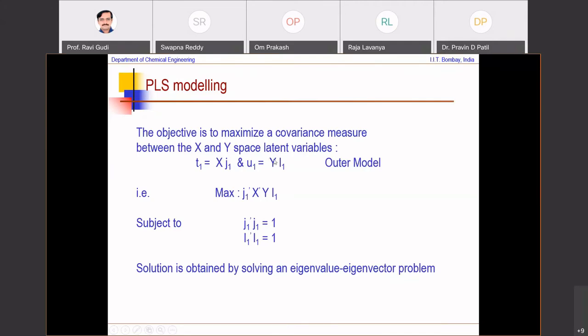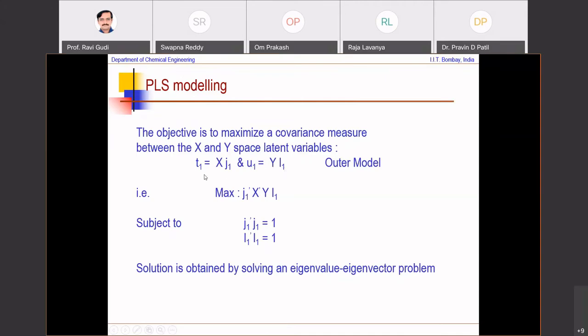Likewise, remember, Y contains more than one column, so I can do a linear combination of all the columns of Y also. The first of these linear combinations is Y times L1. Everybody is with me on this. Basically, this is the first linear combination of the columns of X, and this is the first linear combination of the columns of Y. Now I still have to determine J1 and L1. How do I determine them?